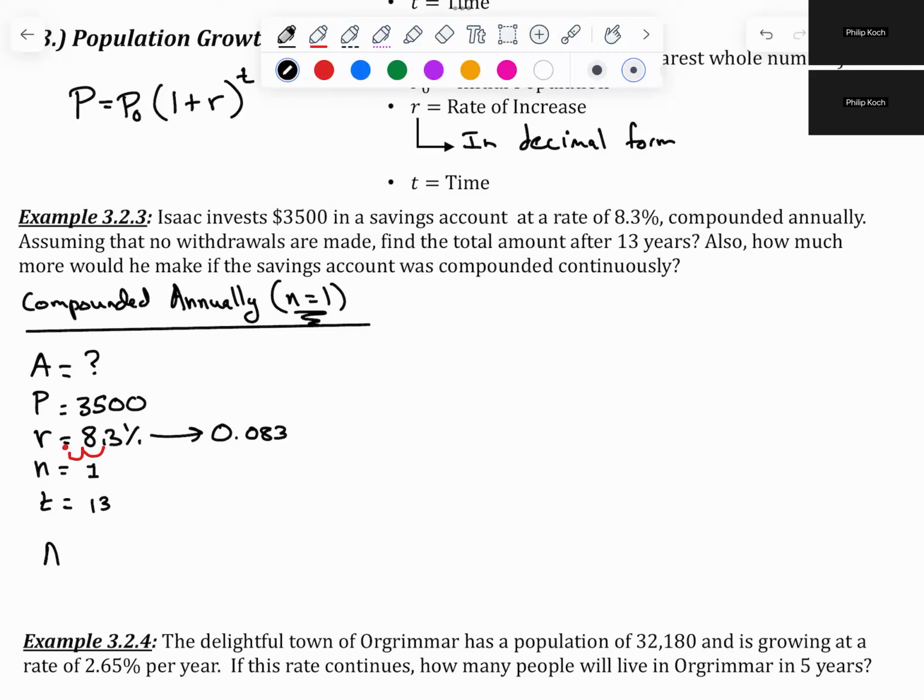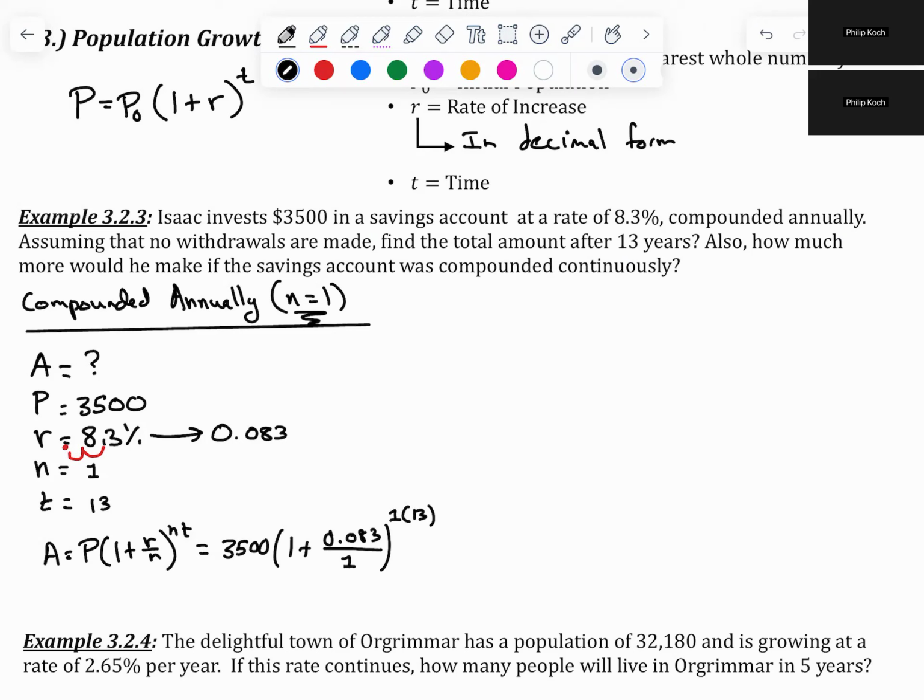So A is equal to P times 1 plus R divided by N raised to the NT. Right now, you'll notice that the only unknown we have is A. So we only have one unknown, which means we can solve for it. In fact, this is a very quick one because there's no needing to divide or multiply. It's just a straight plug and chug, as the kids say. So this is 3,500 times 1 plus R, which was 0.083, divided by N, which is 1. So you don't even really need to write it, but it's just so we see where we're plugging it in. And then raised to the NT, so 1 times 13.